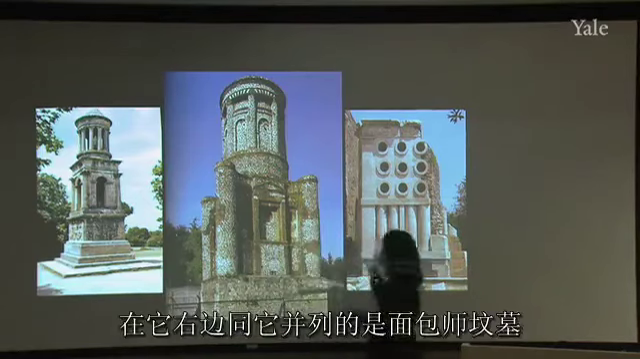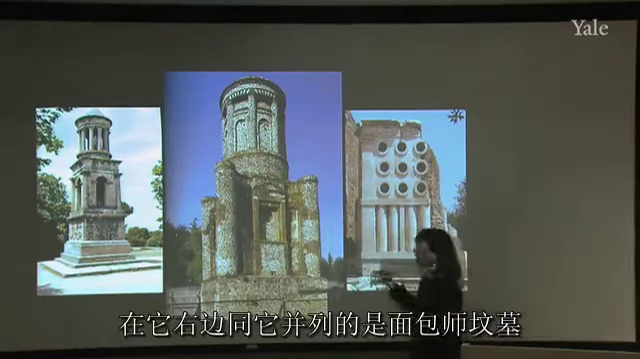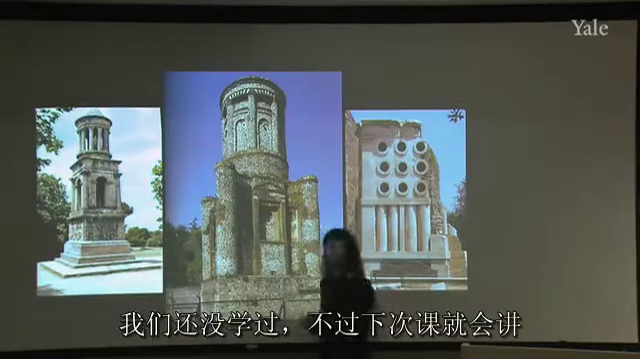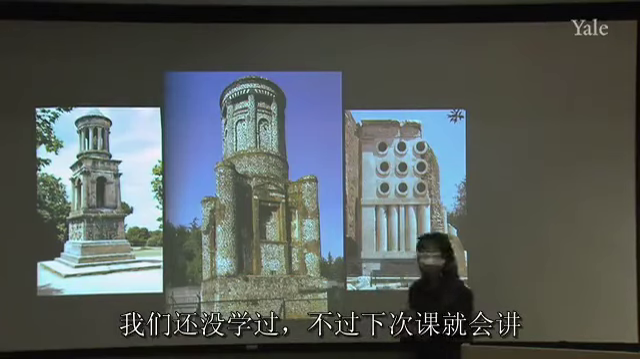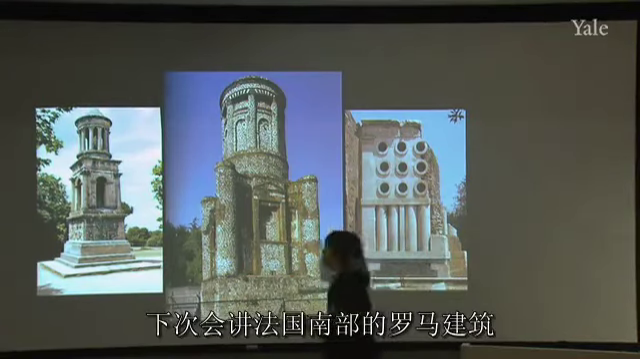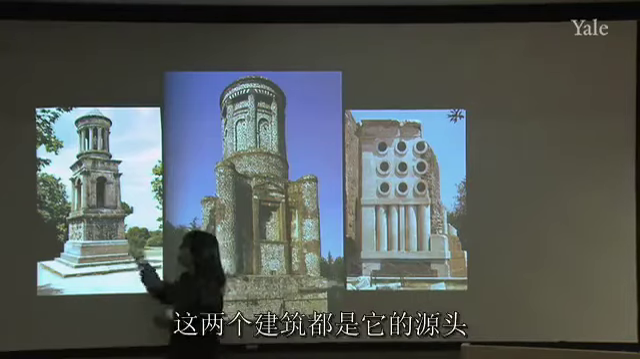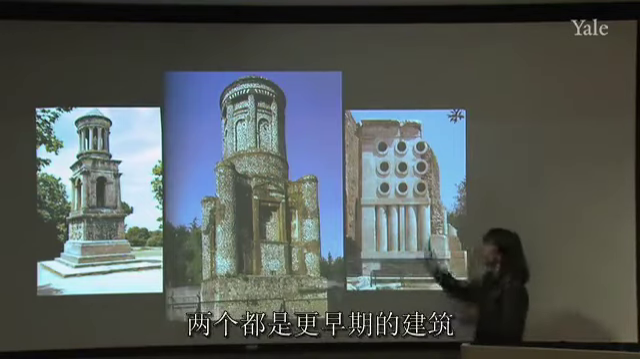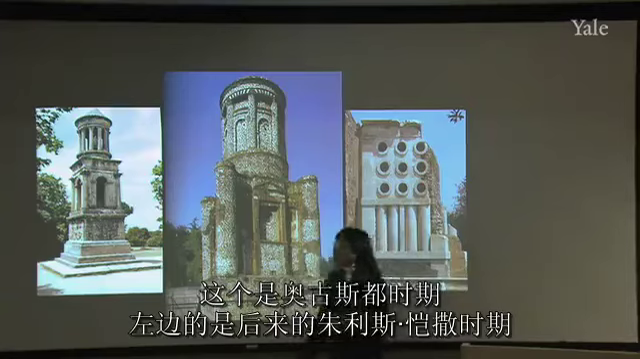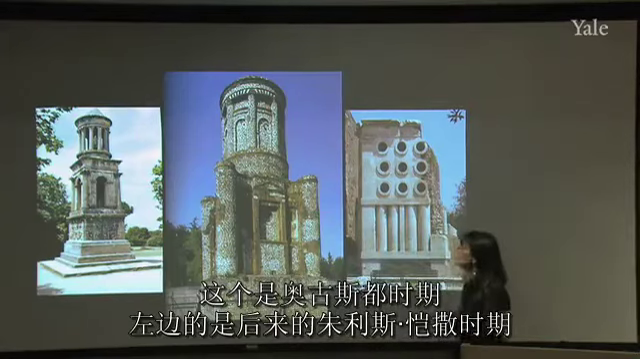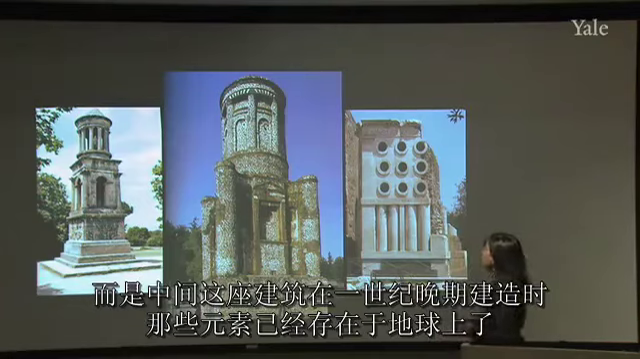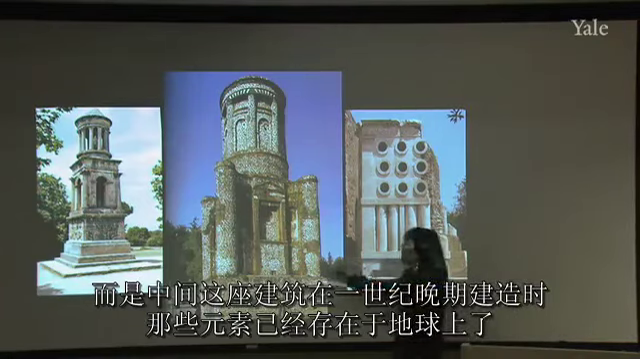But you can see by the juxtaposition of it with the tomb of the baker on the right and with the monument of the Julii in Saint-Remy in the south of France, which we haven't looked at, but which we will look at in a lecture next week on Roman architecture in the south of France primarily, that it makes a reference to both of these. Both of these are earlier. This is, as you know, Augustan. The one on the left is from the time of Julius Caesar. And you can see that it takes elements. I'm not saying it looked at these in particular, but just that these kinds of elements were already in the air when this building was built in the late 1st century AD.